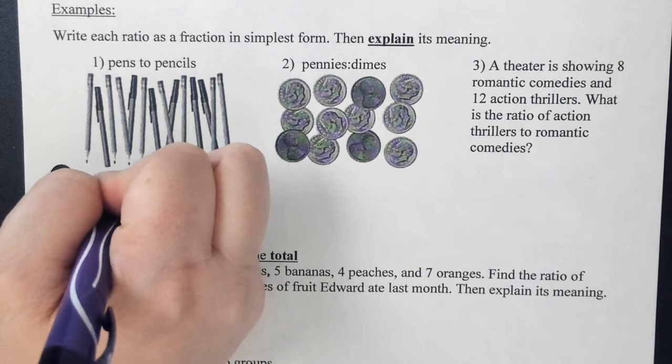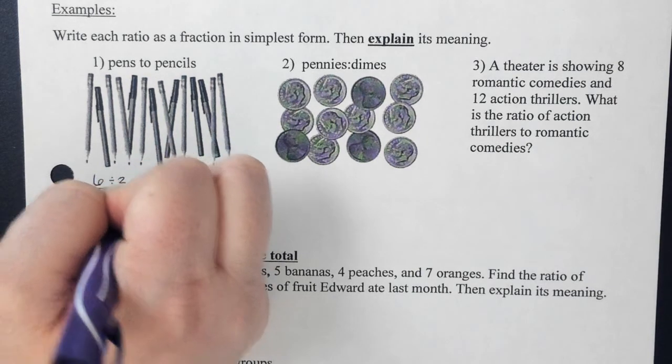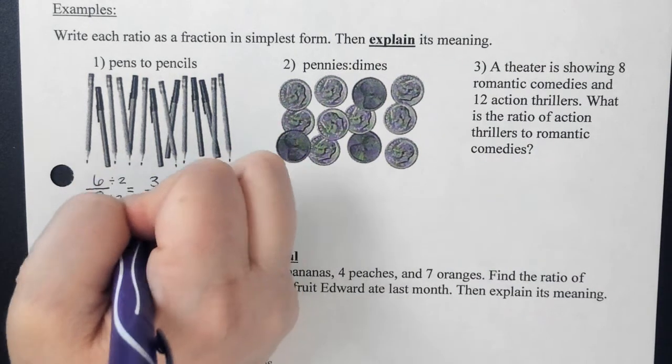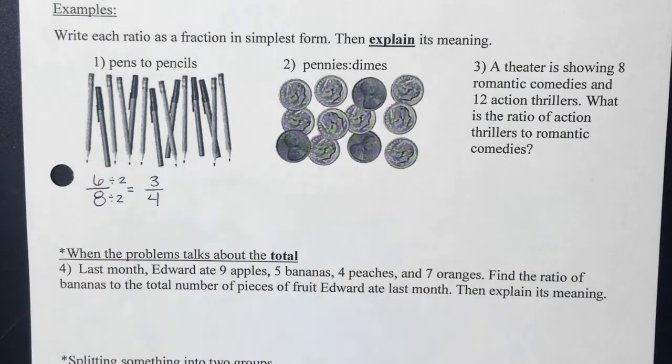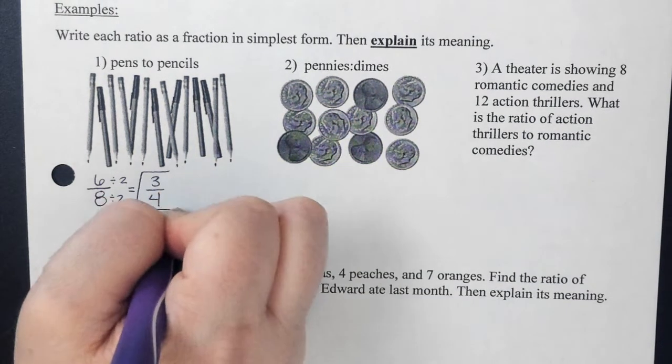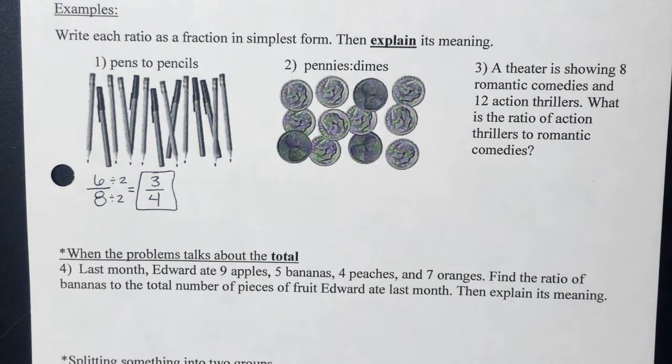So I'm going to write down that I'm dividing by 2 for my notes. On your homework, you do not have to. So 6 divided by 2 gives me 3, and 8 divided by 2 gives me 4. Is this fraction in simplest form? Yes. Okay, so there is my ratio. But now we have to explain it. What is 3 talking about?